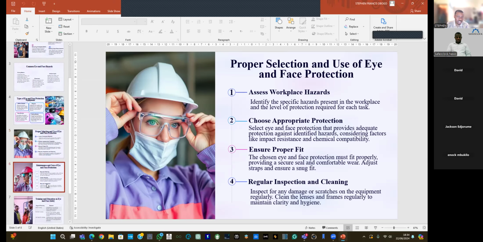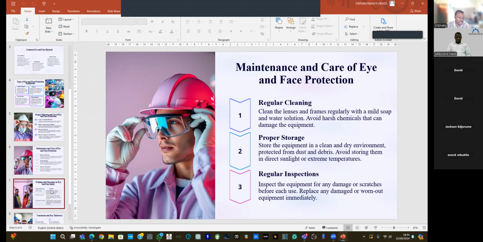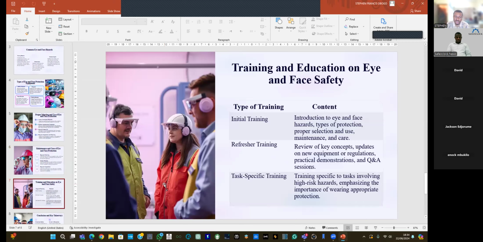And I think you also emphasized regular inspection and cleaning, and also the maintenance culture. We need to try to implement a maintenance culture and regular inspection, storage and cleaning, as you've said earlier. And also training. Initial training is very important, because in the initial training, we need to introduce eye and face protection hazards, the types of protection, proper selection, use and maintenance, just like what we are projecting in this slide.